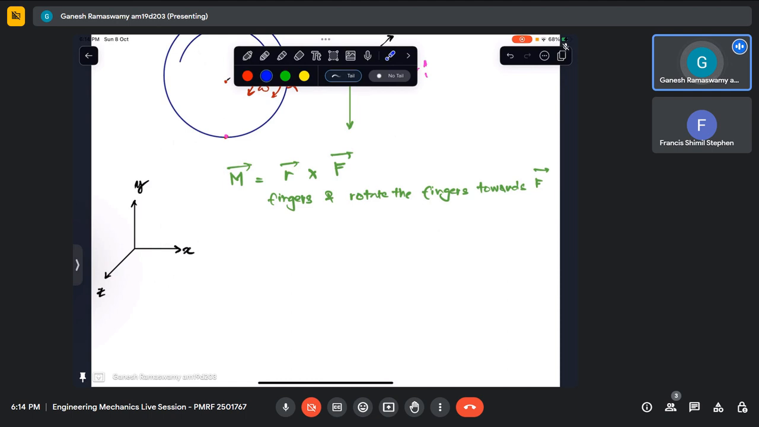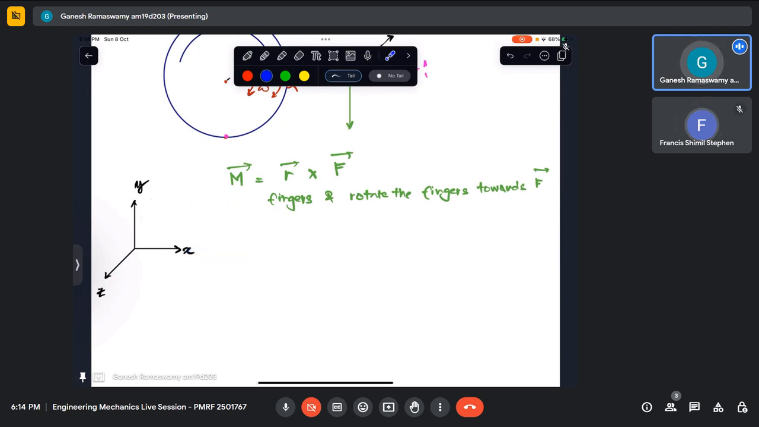If the palm is in the YX plane, let us say the palm is in this plane. Your fingers are pointing towards X. Can you bend your fingers towards Y? Can you rotate your fingers? Your fingers can't rotate in this plane, right? It can only go out of plane.